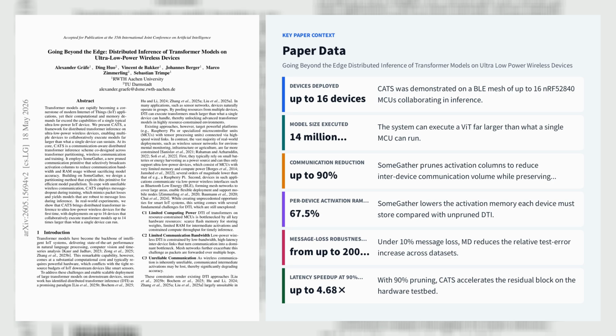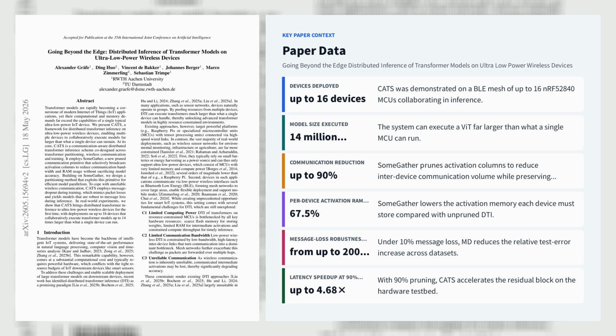CATS partitions multi-head attention along attention heads and feature columns, so each device computes local layer normalization, Q, K, V projections, and head-wise attention with minimal inter-device traffic. To handle packet loss, CATS adds message dropout, MD, which trains the model under realistic wireless loss patterns across all layers rather than a single split point.